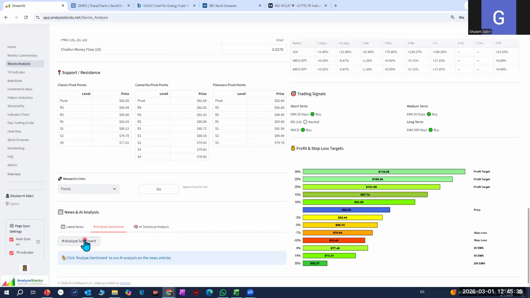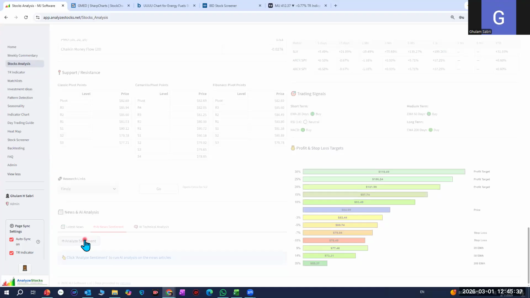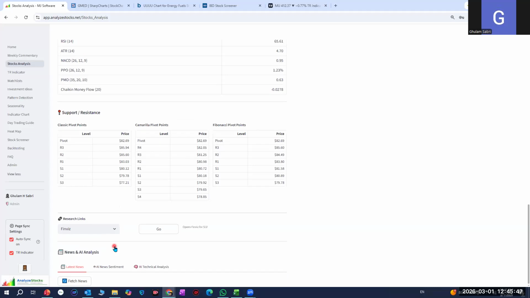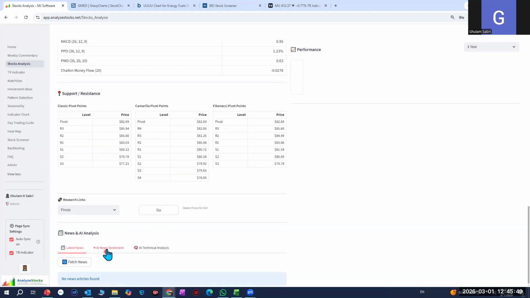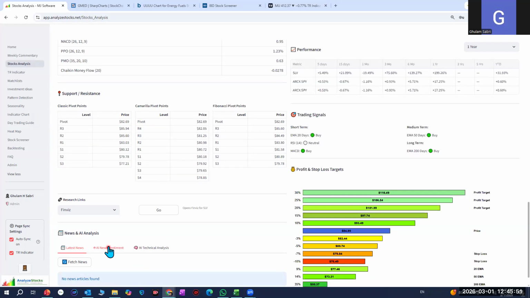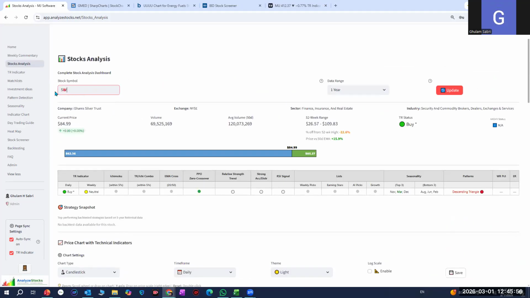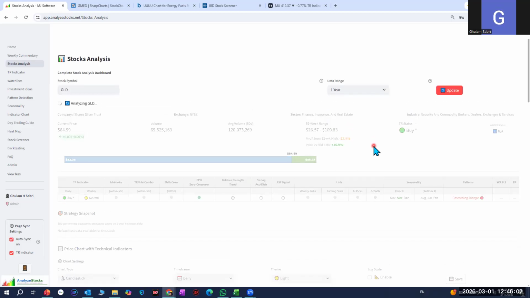You ask it to analyze the news sentiments. And what it does, it pulls the 10 latest news items, fresh news. No news article found on this particular SLV. On gold, you might find something. So let's update this for gold.